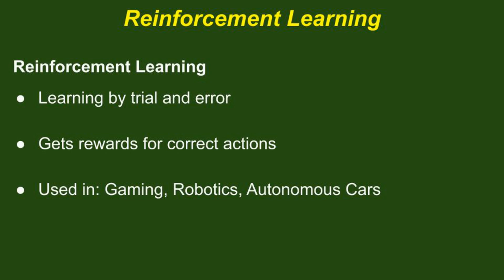Now, let's understand reinforcement learning. This type of AI learns through trial and error. It performs actions, observes results, and learns what works best. If the action is right, it gets a reward. If it's wrong, it gets a penalty. Over time, the AI learns to choose actions that maximize its rewards. This approach is used in game playing AIs like chess or Go, robotic control systems, and even in self driving cars.